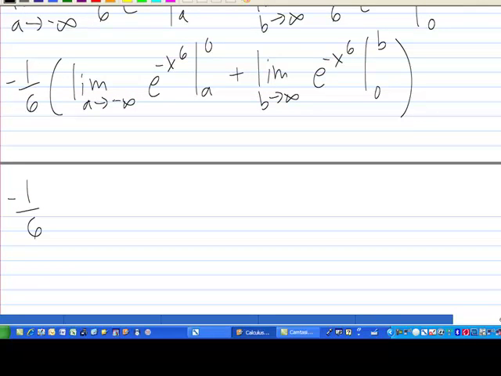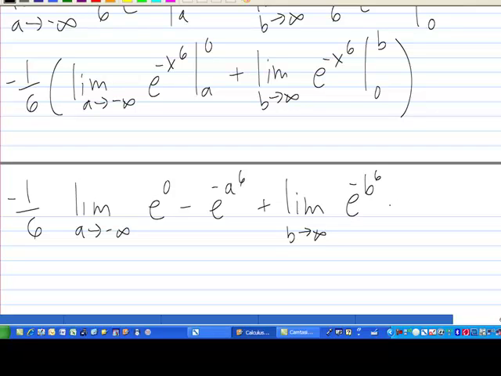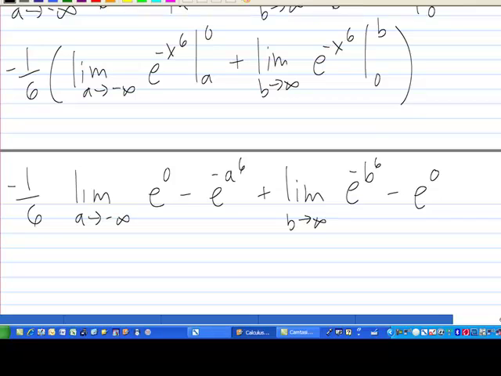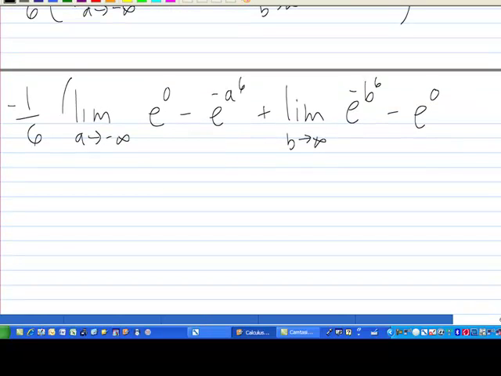Negative 1/6, we're going to get the limit as a goes to negative infinity of e to the 0 minus e to the negative a to the 6th, plus the limit as b goes to infinity, e to the negative b to the 6th minus e to the 0. This negative 1/6 is multiplying the whole thing. And we'll go ahead and simplify and we'll get rid of those limits. e to the 0 is just 1.